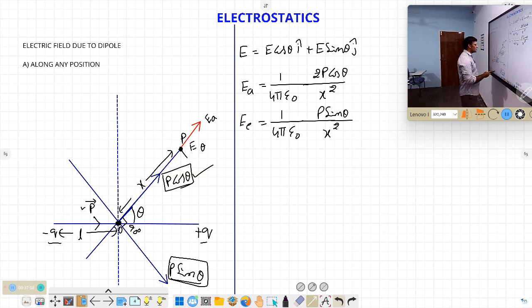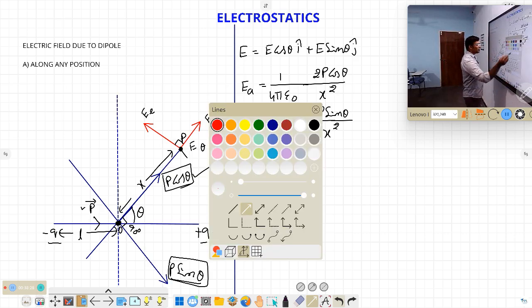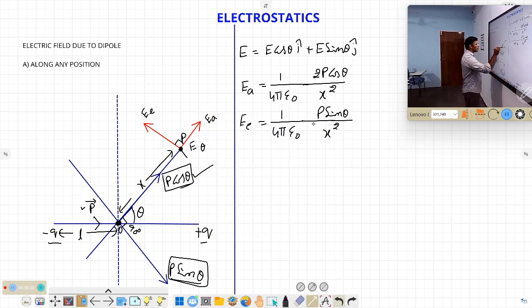Now what is the direction of the electric field due to P sin theta? P sin theta is nothing but the equatorial line. What is the direction of the equatorial field? Always opposite. If P sin theta is downwards, the electric field due to that P sin theta is opposite, that is upwards. This is the electric field due to the equatorial component. Now both are separated by 90 degrees, so the resultant of these two will be along the diagonal. It will come like this.